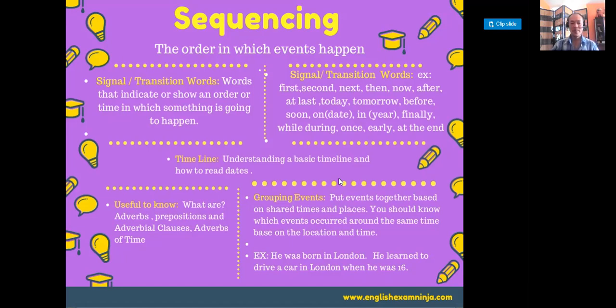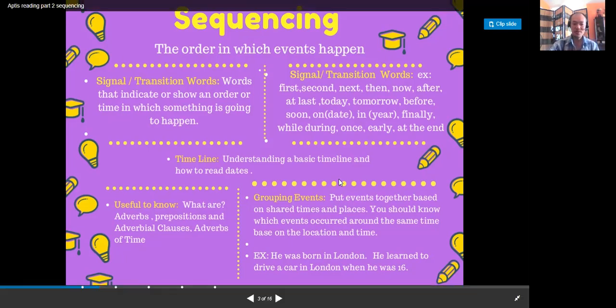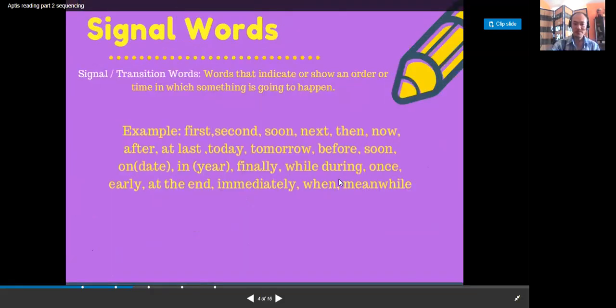Okay, next, the grouping of events. You can put events together based on shared times and places. So you should know which events occurred around the same time based on the location and time. So for example, he was born in London, he learned to drive a car in London when he was 16. Then when he went to America, he did this and did that. So you are actually grouping events in a particular sequence.